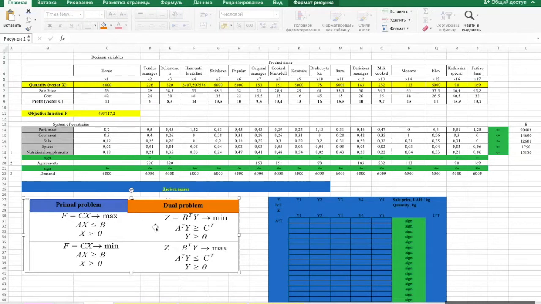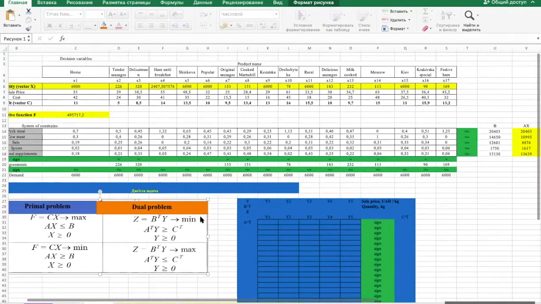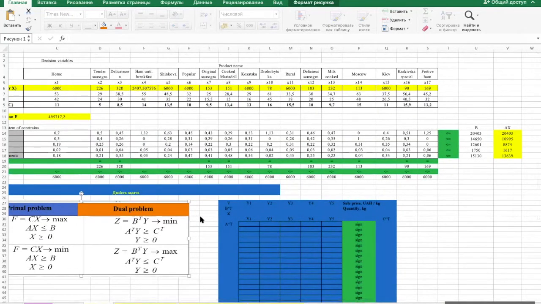So we can see in what kind of mathematical form we can write the dual problem. We need to understand what decision variables we need to define in the dual problem. Is it the price, right? The price of what? Of the product? No, not a product.